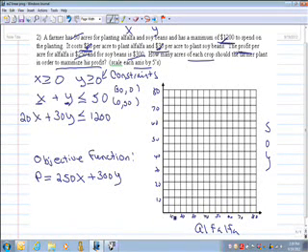So we're going to come along here, 5, 10, 15, 20, 25, 30, 35, 40, 45, 50. And that would be a point on our graph. And then we're going to graph 0, 50. So there's 5, 10, 15, 20, 25, 30, 35, 40, 45, and 50 would be right there.